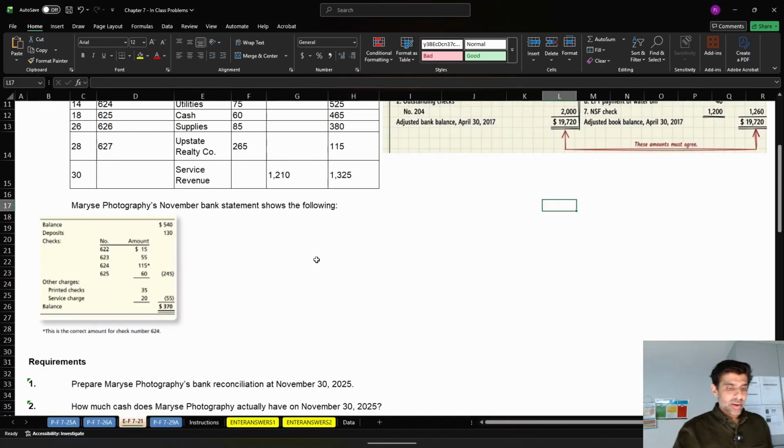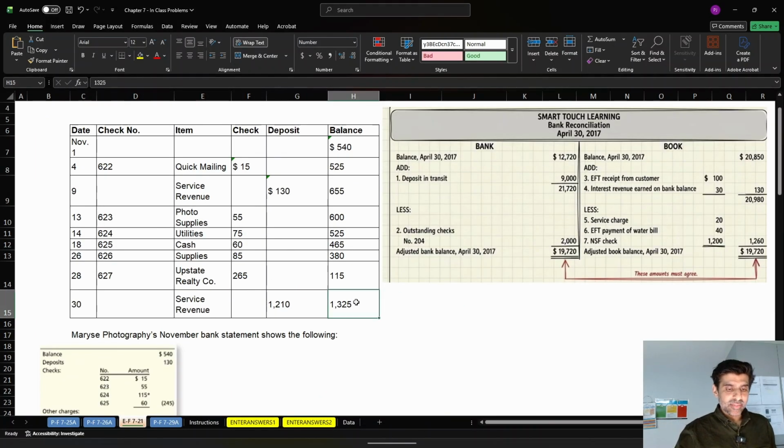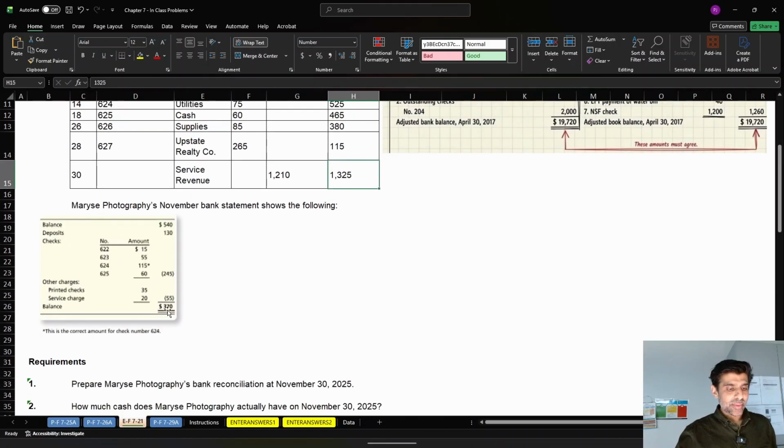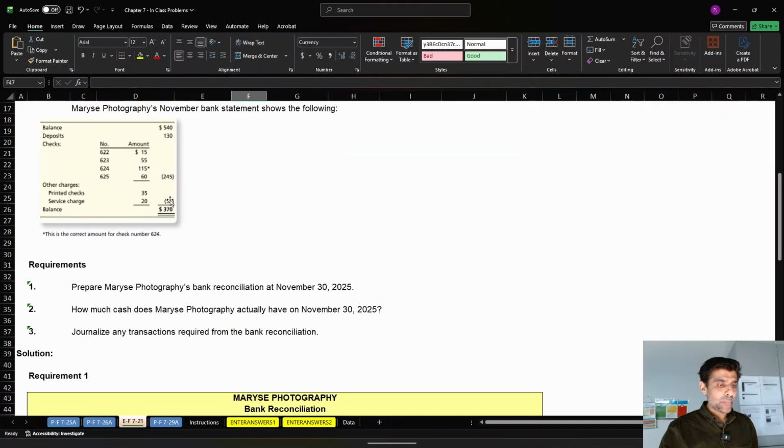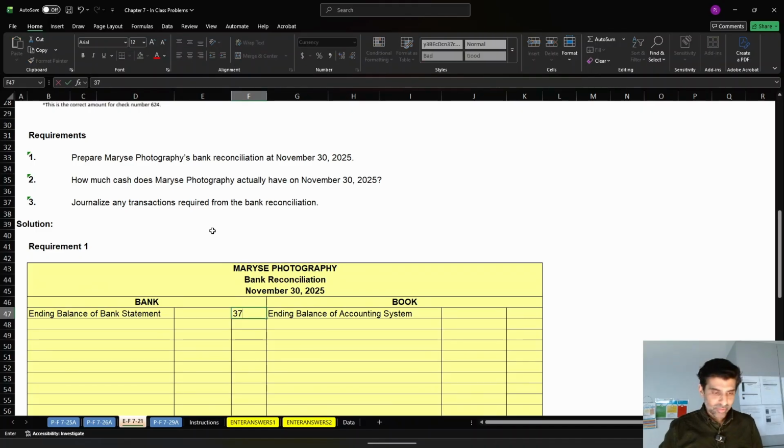Okay, so again, the point of this is to take this ending balance, which is in my books, and this ending balance in the bank statement, 370, and this 1,325, and reconcile them because they should agree with each other. Okay, so on the bank side, I start with my bank ending balance, 370. This is the starting point.